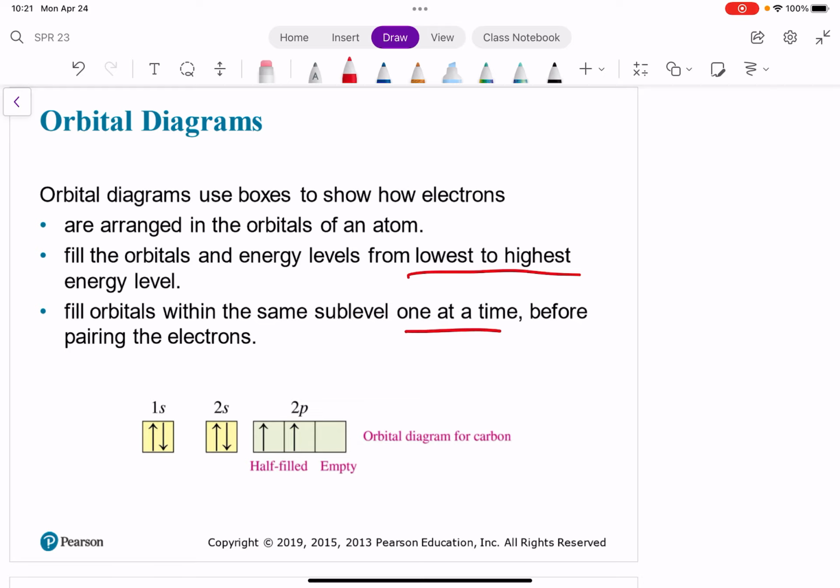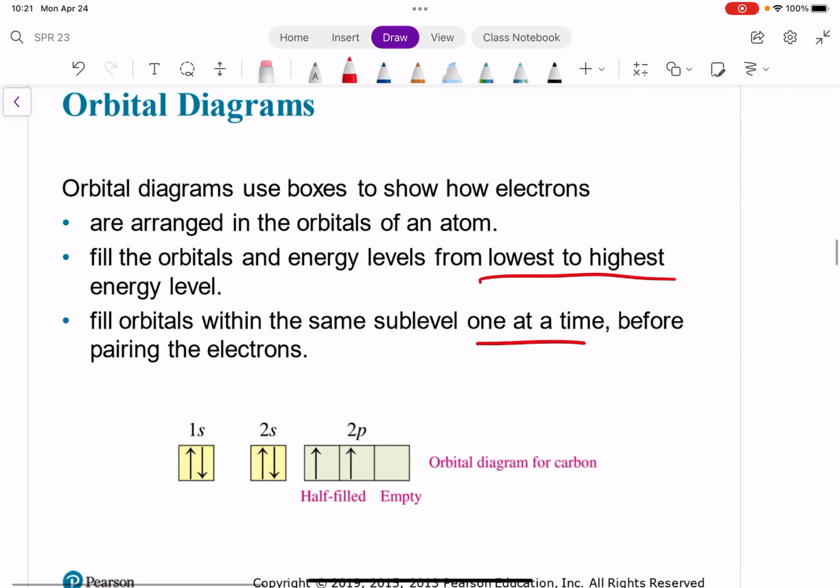So a good example of this is carbon. This is the orbital diagram for carbon here. So carbon has how many protons?